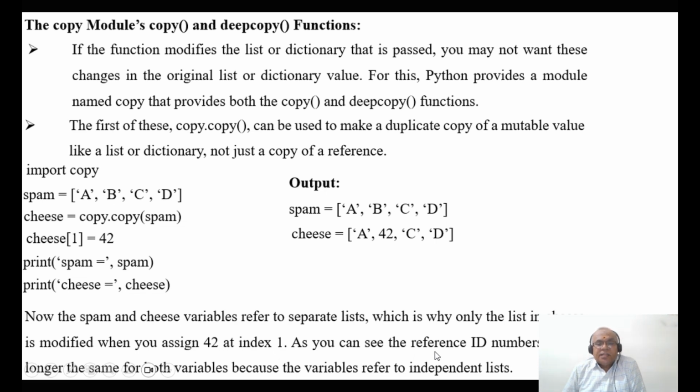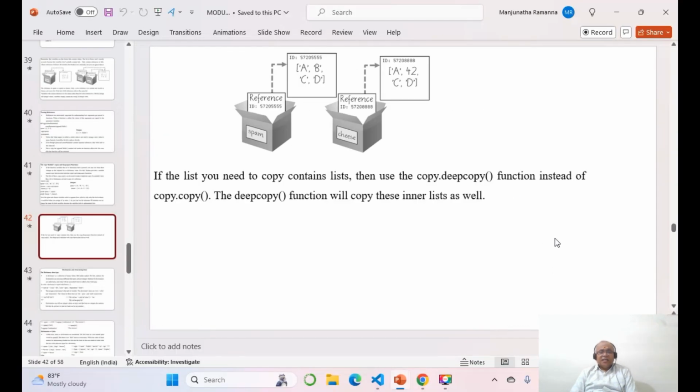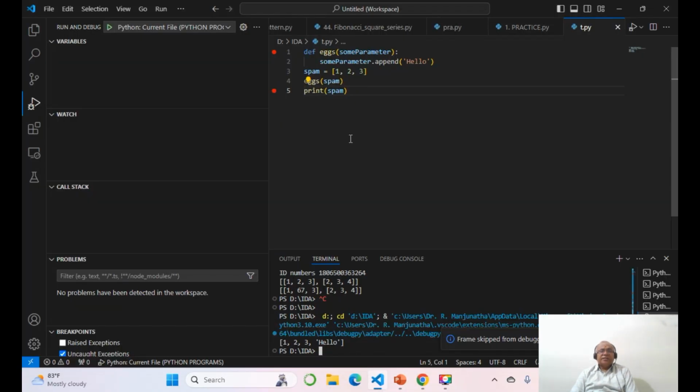As you can see, the reference ID numbers are no longer the same for both the variables because the variables refer to independent lists. That is what we have shown here. The ID reference of spam is 57204445, and similarly the ID reference of cheese is a different one. Even though they started from the same list, they have different references. That is the reason why spam has one list and cheese has a different list. Let us see how it is executed.